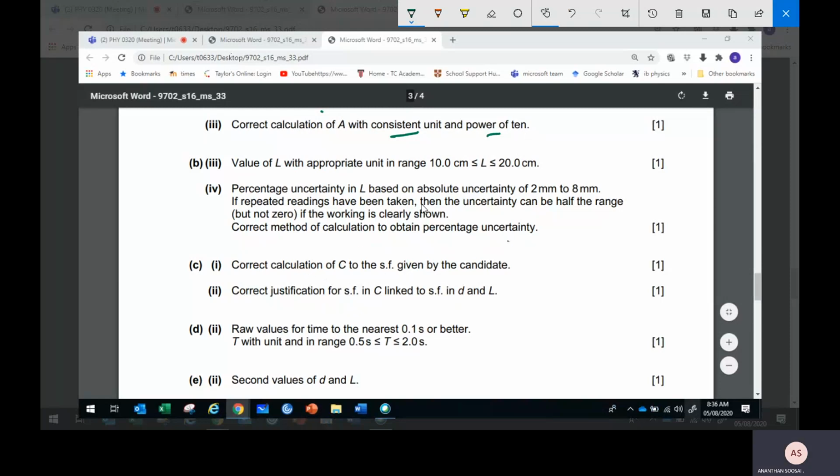Okay, so yeah. Next, value of L appropriate to the range of 10 to 20. L length from 10 to 20. They ask you to measure 15. The reading must be, they give a big range, 10 to 20. And 1 decimal place because ruler.